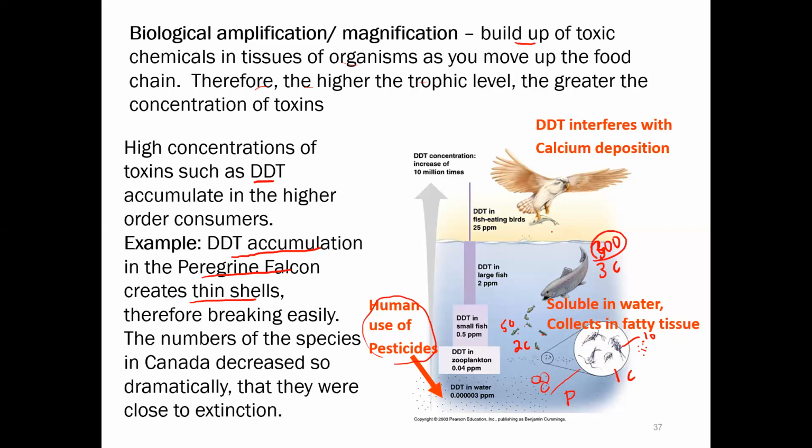Now, over a lifetime, let's say this bird eats 10 fish. It's going to eat a lot more. Let's say 100 fish over a lifetime. Then we're going to have 3 with 1, 2, 3, 4 zeros, 30,000 pieces. Now, we don't measure it in pieces, we measure it in parts per million. The concentration goes up, increases a 10 million fold.